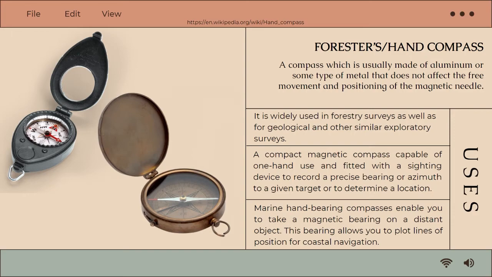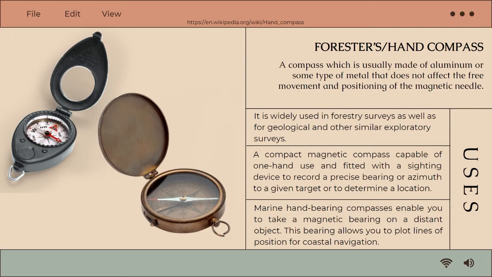Then we have the forester's or hand compass. It is a compass which is usually made of aluminum or some type of metal that does not affect the free movement and positioning of the magnetic needle. It is widely used in forestry surveys as well as for geological and other similar exploratory surveys. It is a compact magnetic compass capable of one-hand use and fitted with a sighting device to record a precise bearing or azimuth to a given target or to determine a location.